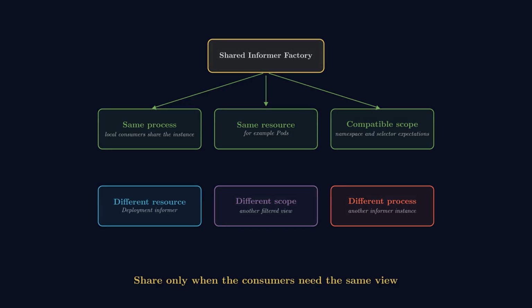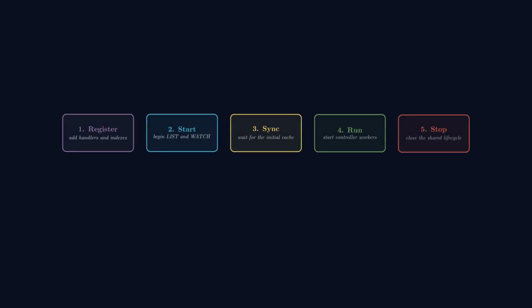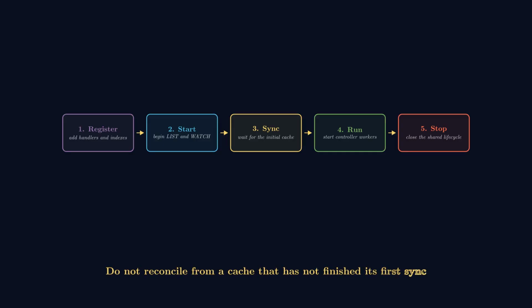A well-behaved controller process also starts these pieces in the right order. It registers handlers, starts the informer, waits for the initial cache to synchronize, and only then starts worker loops that depend on the cache. During shutdown, the shared stop signal closes the informer and its workers together.